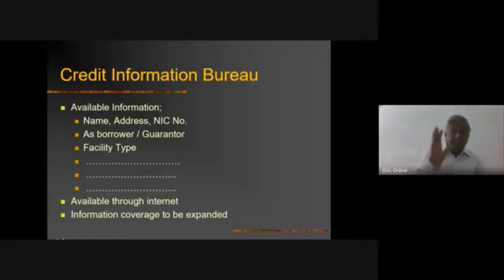And what are the other information given? This is for you to think and tell. Just think for a few seconds. What other information is given in this lot of information? Very, very important information is given in this CRIB report.